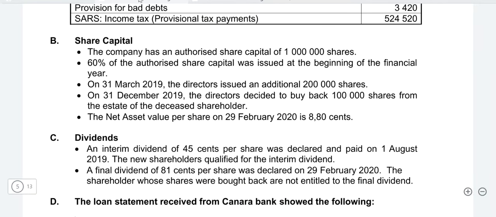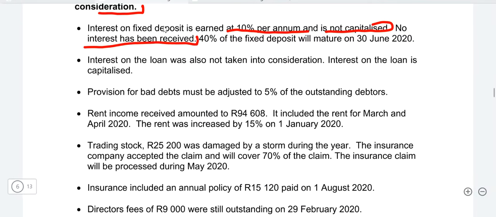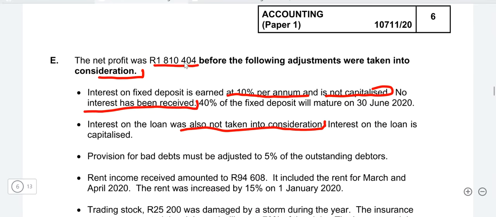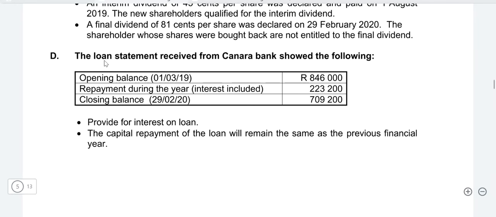Now the next transaction tells us here, they're saying that interest on loan was also not taken into consideration. So meaning that the interest was not shown in its effect on our net profit. Okay, so we are going to go and look at how our loan is constructed. Here they're saying that interest on loan is capitalized, meaning that the interest on loan is added to the loan balance. And then we are going to come here. This is the loan that they are referring to, and we want to understand what is the interest on loan.